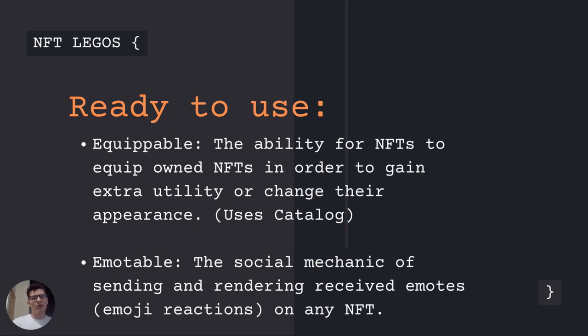The next Lego is equipable, which gives the ability for NFTs to equip other NFTs in order to gain extra utility or change their appearance, following some rules defined on the assets and the catalog. We will explore the catalog later. Finally, we have the Immutable Lego, which allows us to add emoji reactions on any NFT. One of its use cases is price discovery.